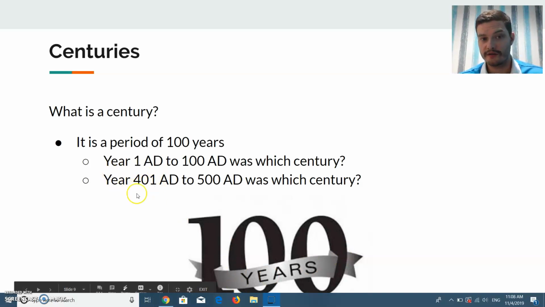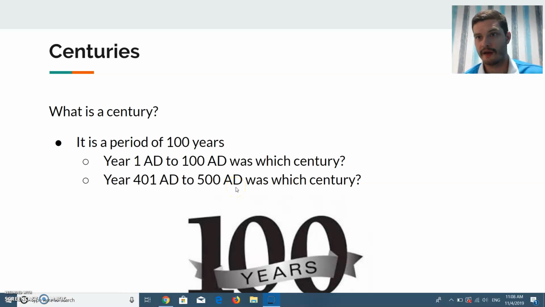Now, year 401 until year 500 AD is the fifth set of 100 years. So that is the 5th century AD. Right? So again, year 401 to 500 is the 5th century. All of those years are within the 5th century. If it was year 501, that would be within the 6th set of 100 years, so it would be part of the 6th century. And that would go on until year 600, of course. And then again, year 601 until year 700, that's the 7th century AD.